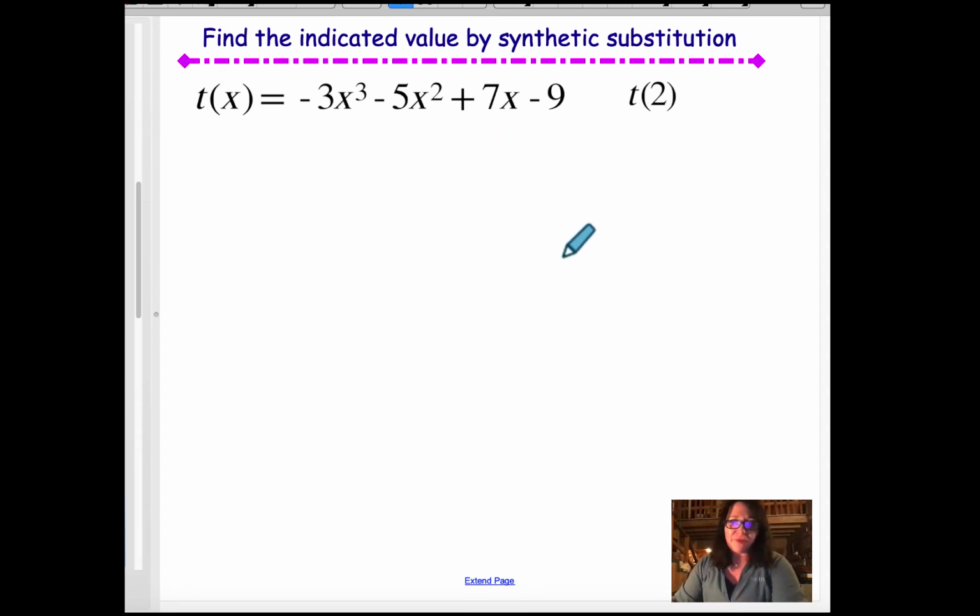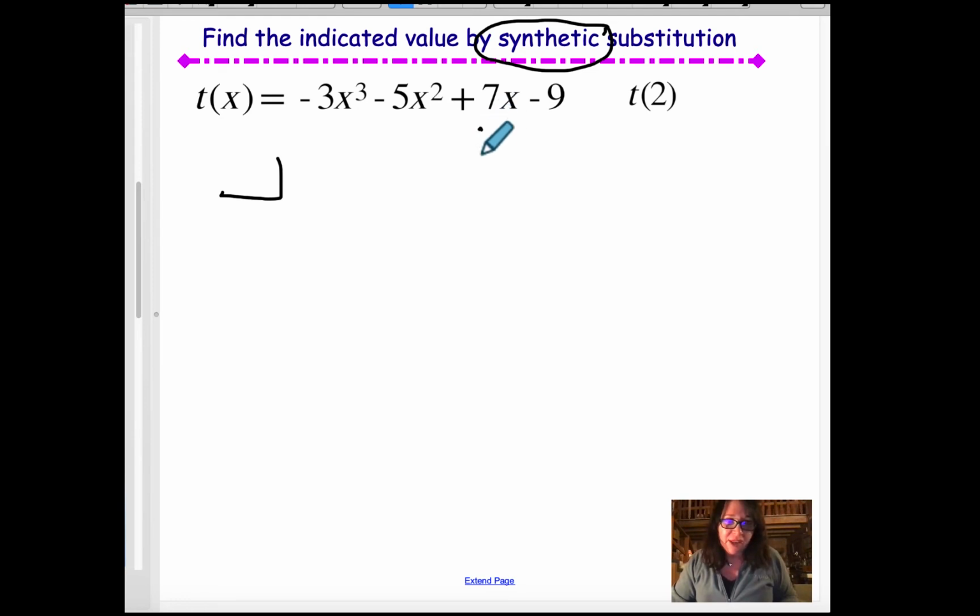Find the indicated value using synthetic substitution. So all we're doing is plugging in the value. And this is sort of like the factor theorem, basically, but they're not asking me if it's a factor or not. They're just saying, plug it in. And because they use this word, synthetic, I'm going to try synthetic division because that's one option.